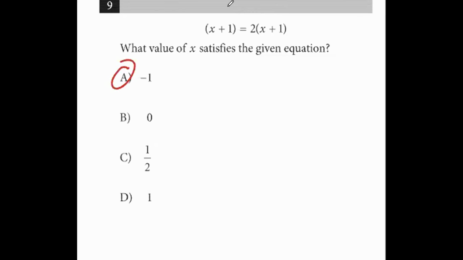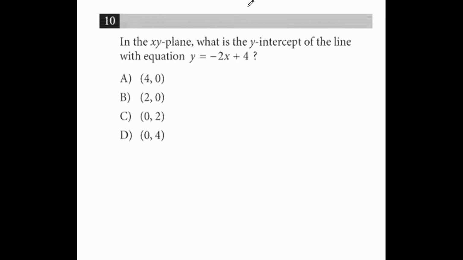So 0 plus 1 is 1 equals 2, no. 1.5 equals 1.5 times 2, no. 2 equals 4, no. So correct answer is A. Okay, question 10.